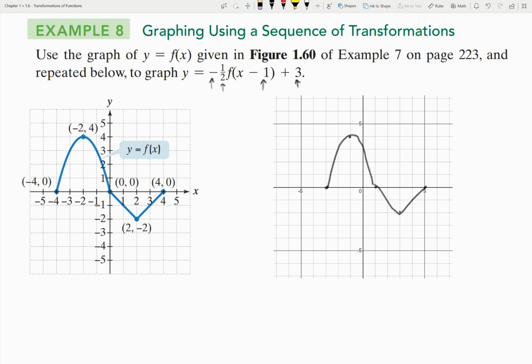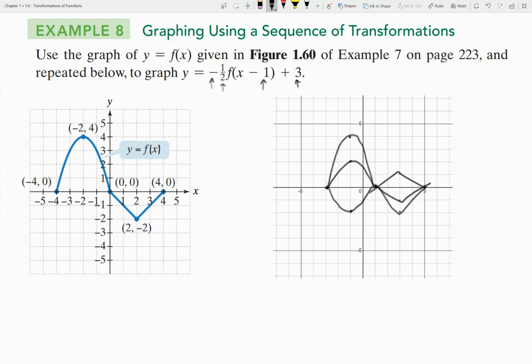Okay, so next we're going to go 1/2. So we're going to compress this vertically. So the intercepts stay the same. And so now we have a graph that looks like that. Then we're going to flip it in the x-axis. So this comes here.